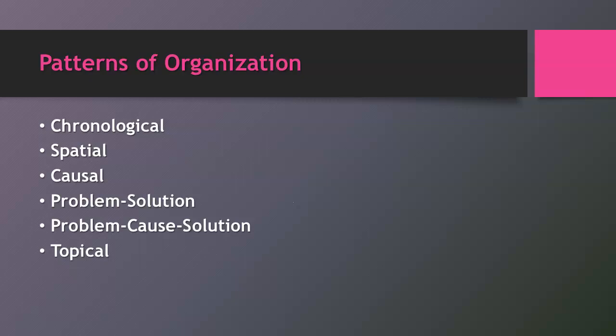Spatial is in order of space, not like outer space, but in order of space. So that could be if you were talking about parts of a car. You might take us, first let's talk about the front of the car, now let's talk about the body, and now let's talk about the trunk and what's in the back of the car.